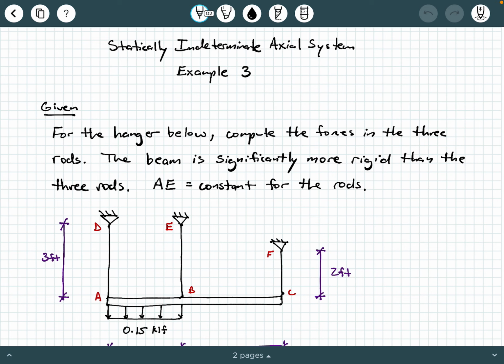Hey everybody, Dr. A here, and in this video we're going to be exploring another example of a statically indeterminate axial system. So let's look at what we're given. Here we are given a hanger that's shown in this diagram, and we are being asked to compute the forces in the three rods. These are these three vertical rods. It says the beam is significantly more rigid than the three rods, and then A times E, which is the product of the cross-section area and the modulus of elasticity, is constant for the rods.